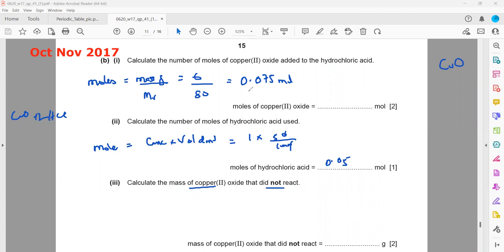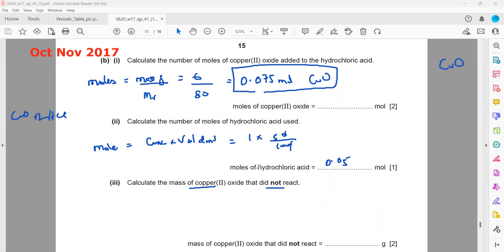So these are the total moles. We will subtract it from 6. Look, I will explain that part. These are the total moles of copper oxide, that is what we have in the experiment. These are the moles of HCl.